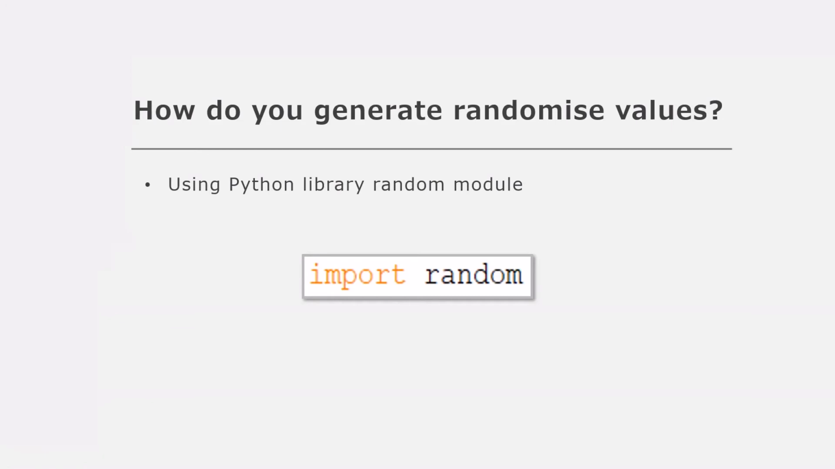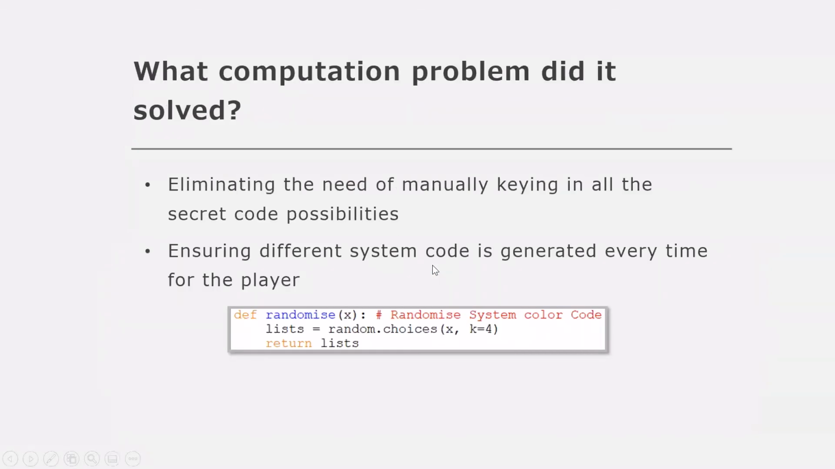How do you generate randomized value? The first was using the Python library native random module by importing random into the program. It was actually able to solve the issue of eliminating the need of manually keying in all the secret code possibilities. So there's actually 4 colors to be chosen from. It actually takes out the trouble of actually keying in all of the possibilities that are possible to happen.